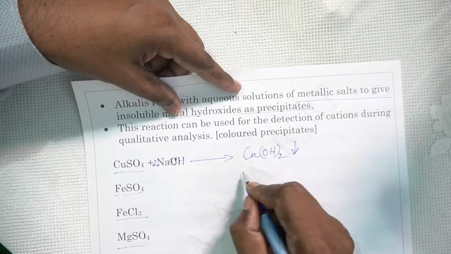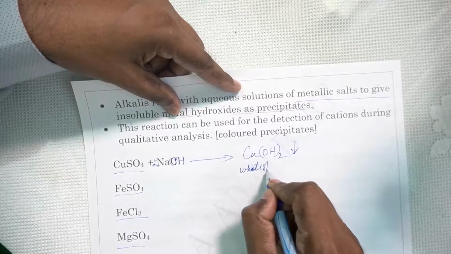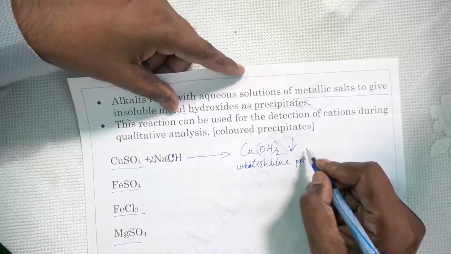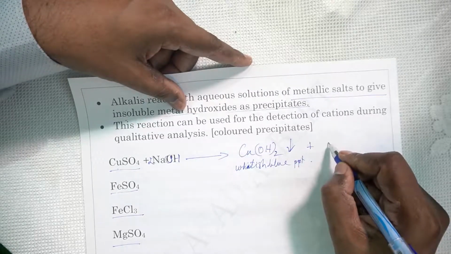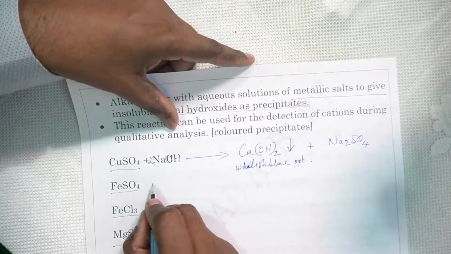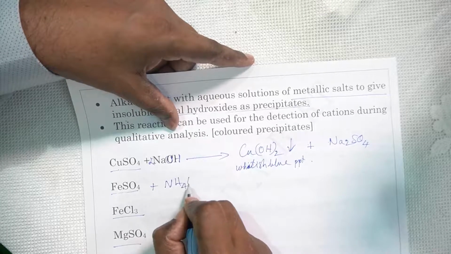It will give you a whitish blue precipitate. So this is used for detection of cations. This can help us identify the metal. So you get Na2SO4 as the byproduct and the salt. So double decomposition reaction. Here you can write NH4OH, another alkali can be taken.